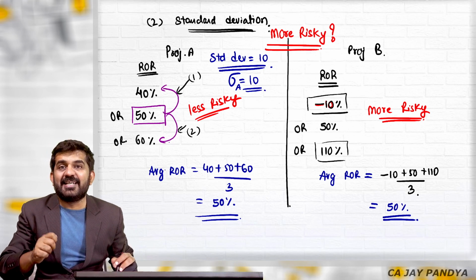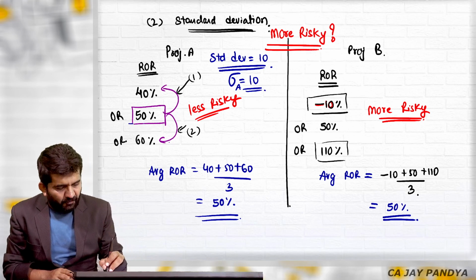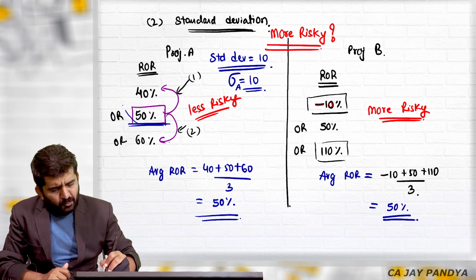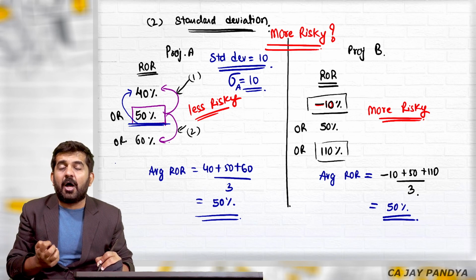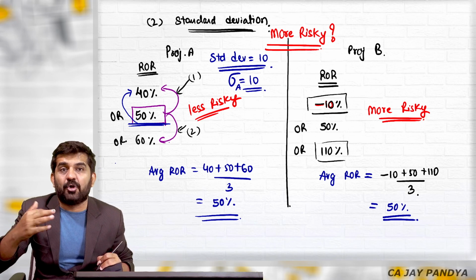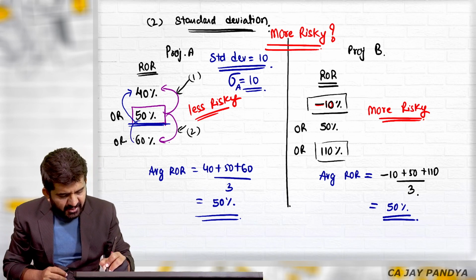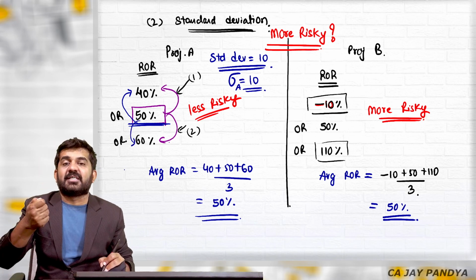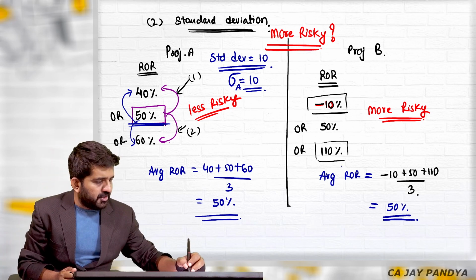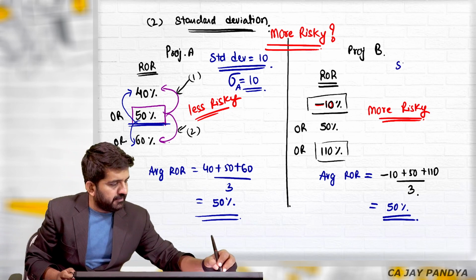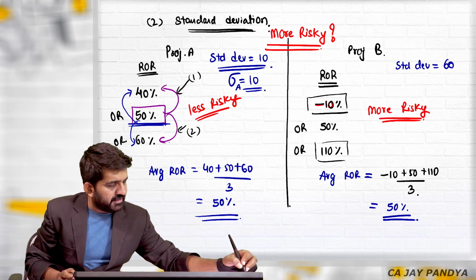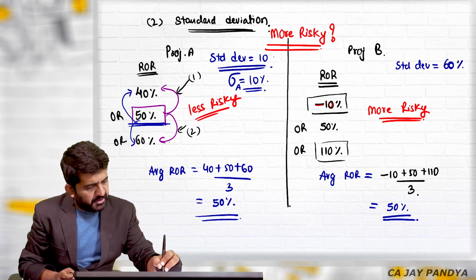And we can easily see also. See, what is deviation? This is your mean, right? 50% is your mean. How much this is far, how much deviation is there between first and mean is minus 10 or 10. How much is the distance between 50 and 60? 10. So standard deviation is coming 10. If you will find out standard deviation of project B, it will be 60 or 60%. Here you can write down percentage.